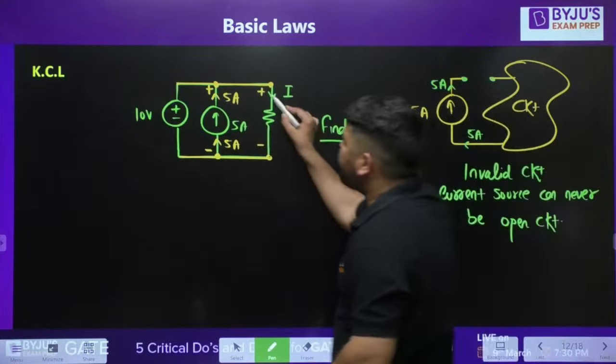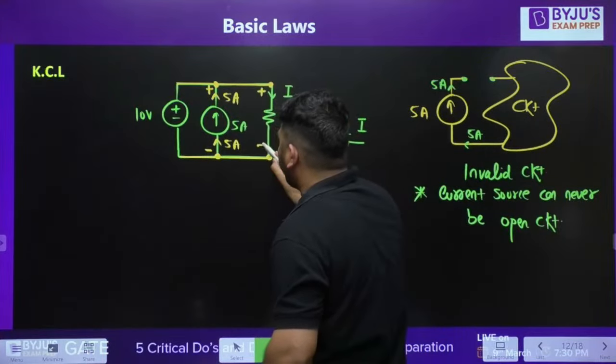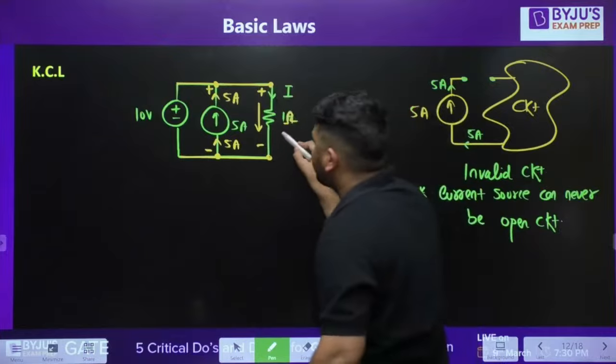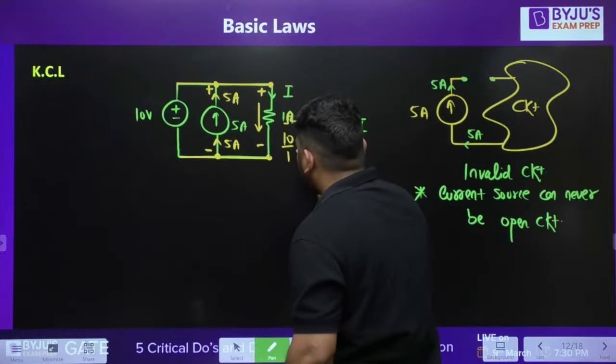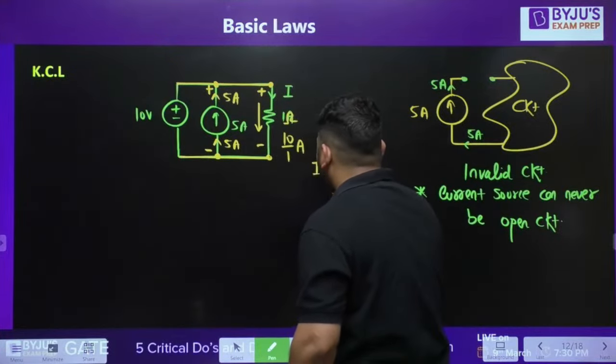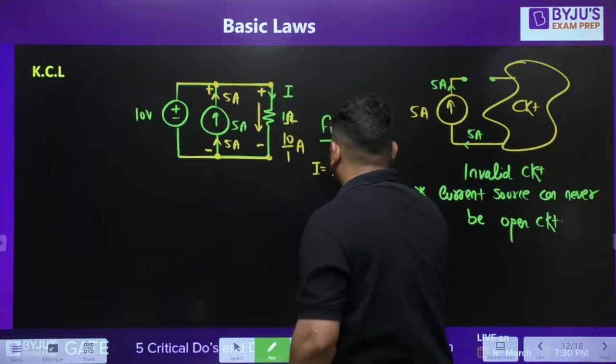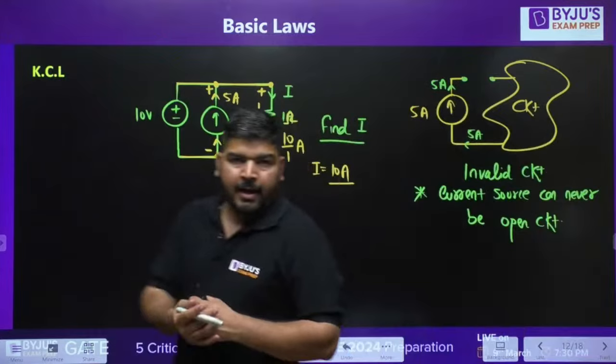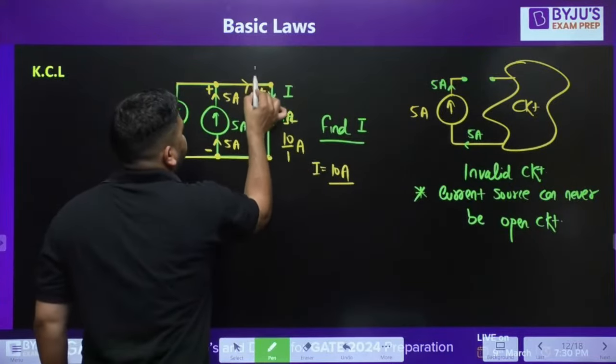It means this upper point will be at higher potential, lower point will be at lower potential. So the current will flow according to Ohm's law in downward direction, and it has to be 10 upon 1. So I has to be equal to 10 ampere. Is it clear, guys? I has to be 10 ampere. It means in this side, 10 ampere will flow.